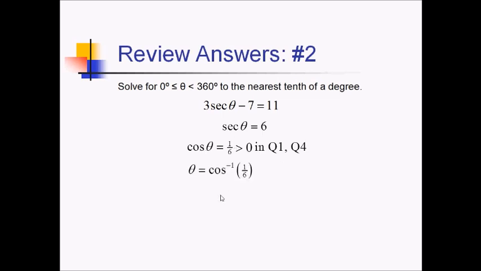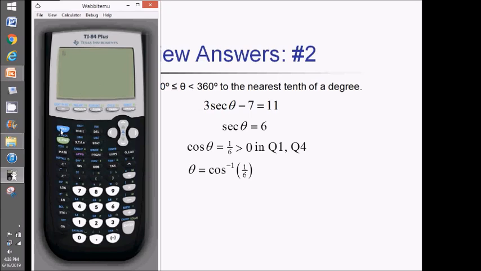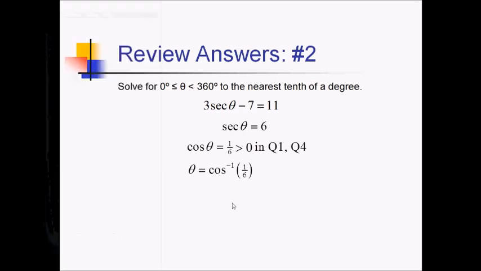Do that on the calculator. So we will do second cosine of 1 over 6, and I'm just going to do alpha y equals to get my fancy fraction mode here. So there we go, 1 over 6. Close the parentheses if you want, and that gives us 80.4 degrees. That is already a reference angle, which will be helpful.